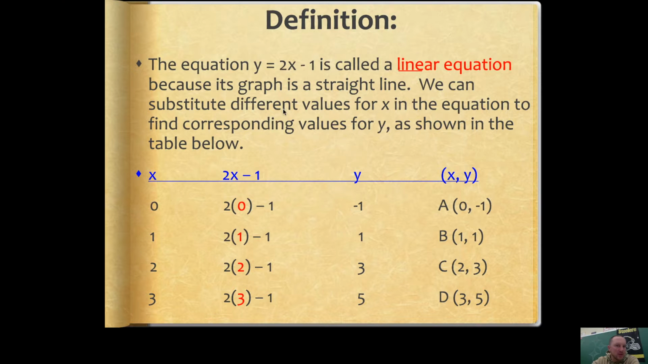And you keep doing that. Let's pretend that x is 1. 2 times 1 is 2, and 2 minus 1 gives you +1. So this ordered pair 1, 1 also lives on the line. And you can keep doing that. You can keep generating ordered pairs that live on this linear equation, this graph of the linear equation.